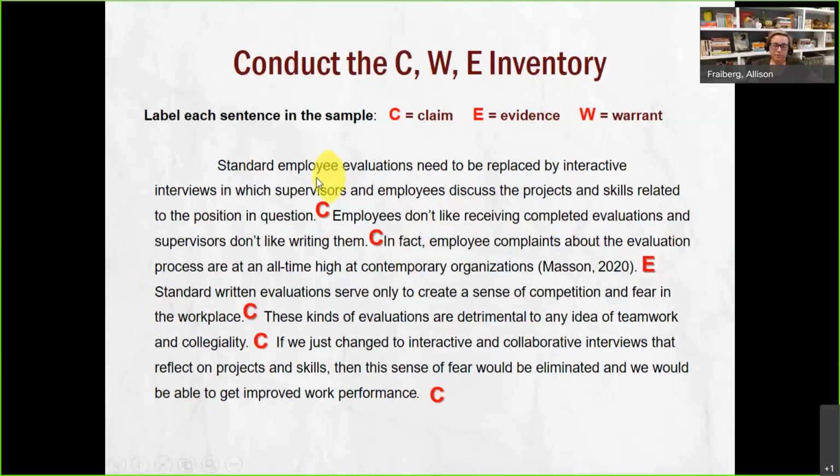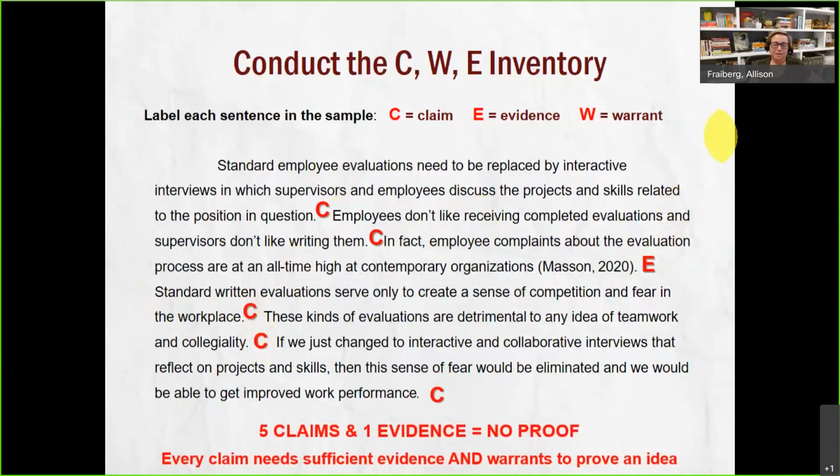So this paragraph has 1, 2, 3, 4, 5 claims and 1 piece of evidence. You think that's working? No. Every claim needs sufficient evidence and warrants to prove an idea. What's sufficient? It depends on the riskiness of the claim, right? The riskier the claim, the less obvious the claim, the more evidence and warranting you're going to need to prove it. Now, are there any warrants in here?